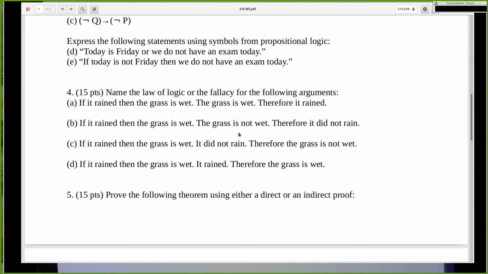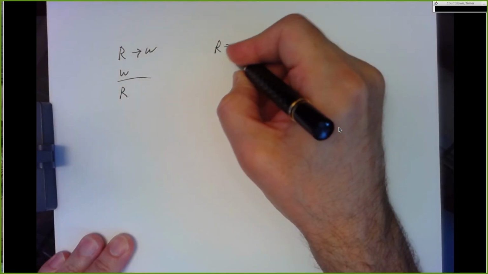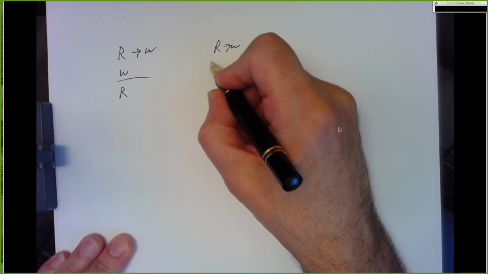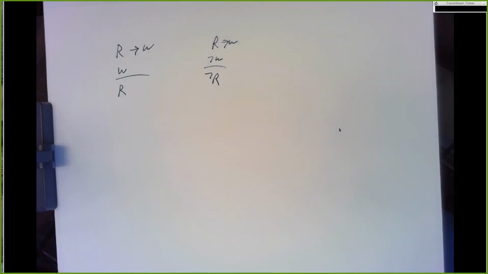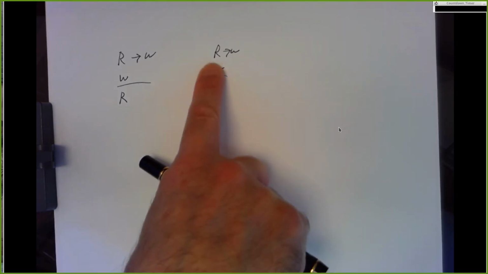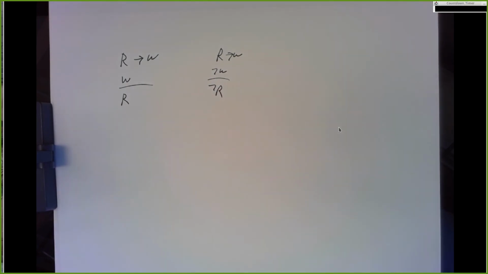If it rained, the grass is wet. The grass is not wet, therefore it did not rain. That is a valid law of logic that's called indirect proof, or proof by contrapositive. This has got to be the case, because if R is true, W has to be true, and we're told W is false. So this is indirect reasoning.